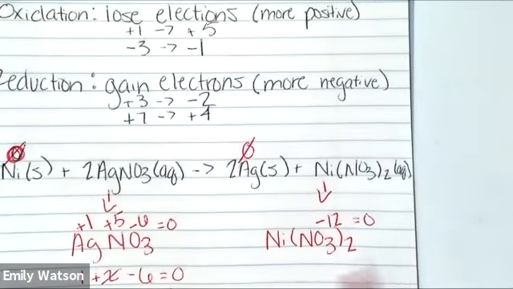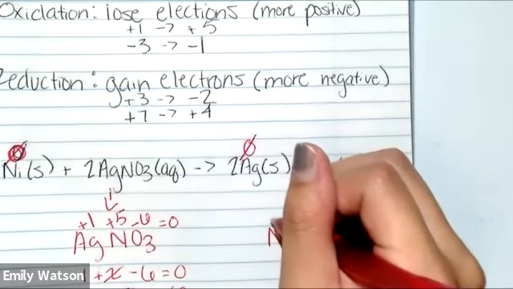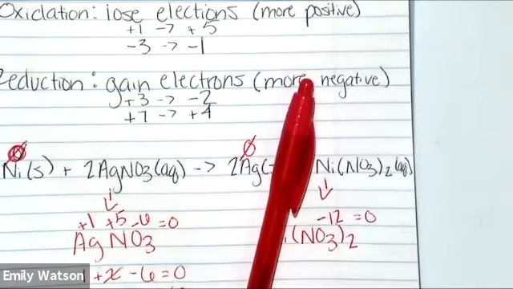Okay. And then nickel. +2? Sorry, I'm going to have to look at a periodic table, because I need to figure out if we need to go for the nitrogen or for the nickel.